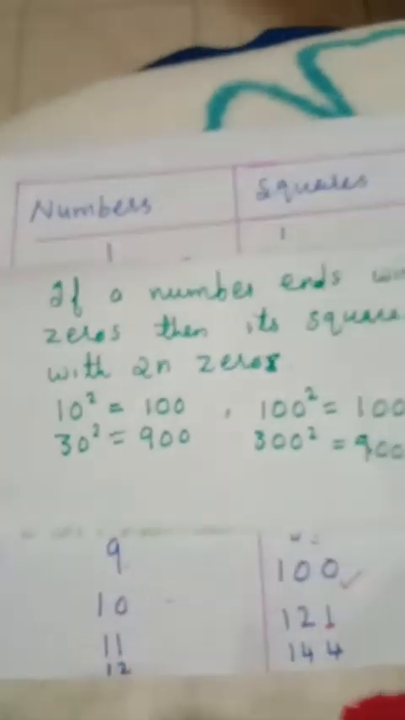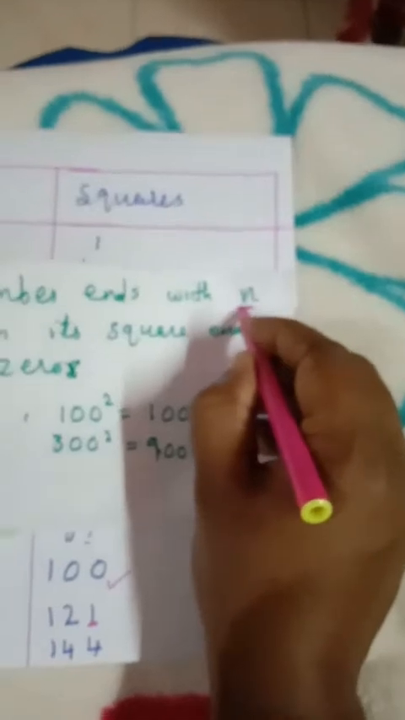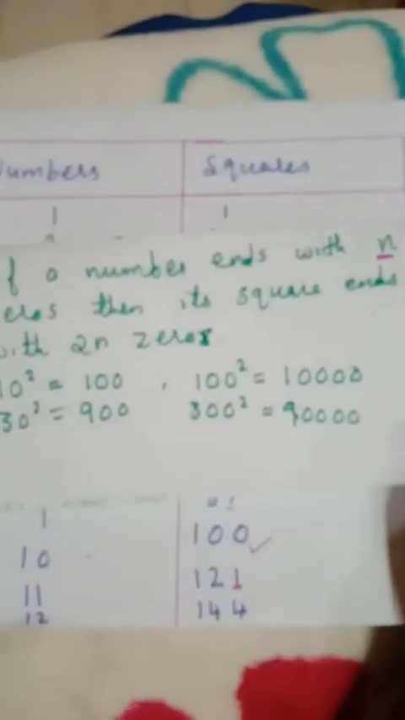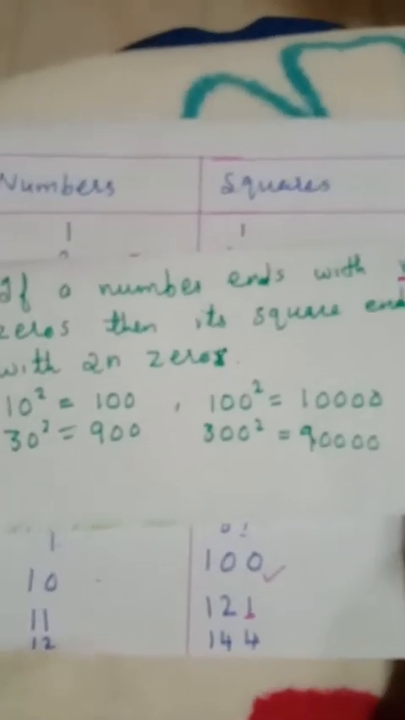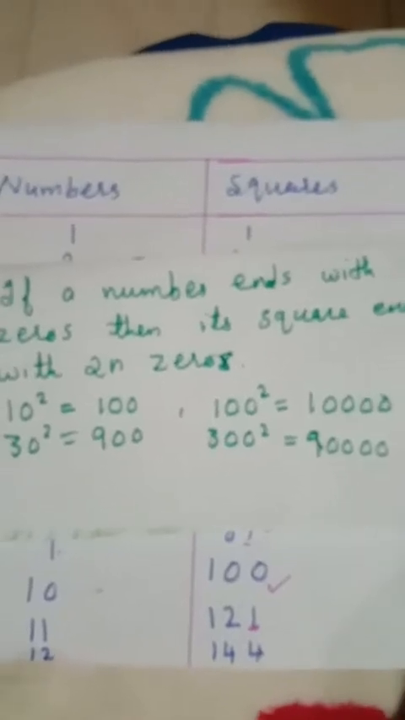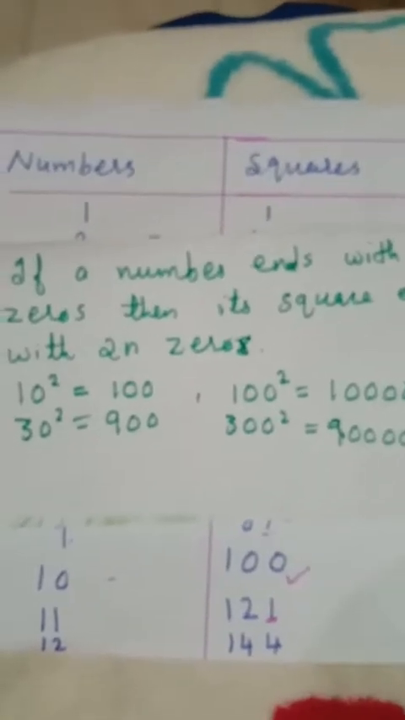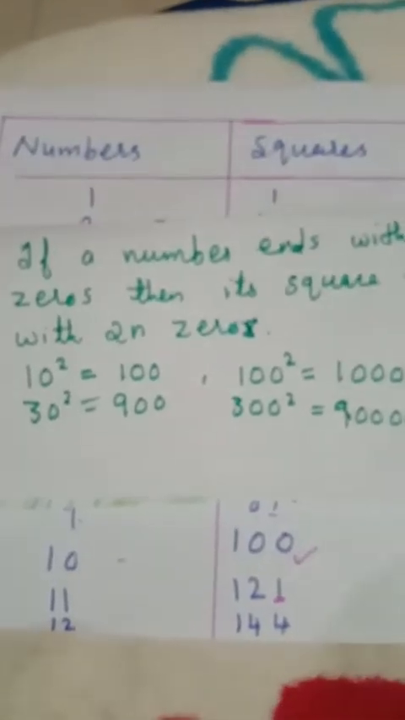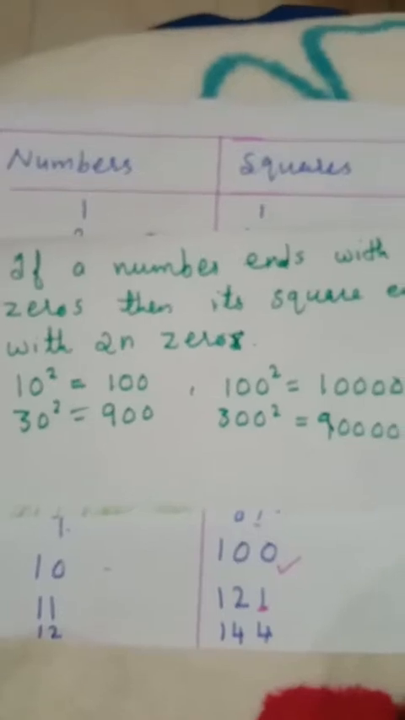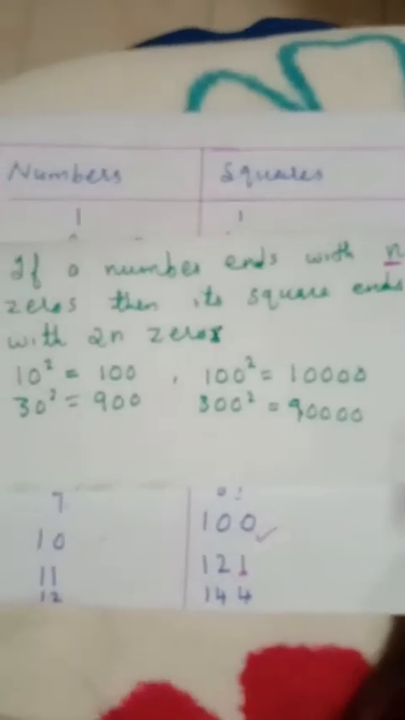Next, fifth property. If a number ends with n zeros, then its square ends with 2n zeros. That means if the number ends with 1 zero, its square ends with 2 zeros. If the number ends with 2 zeros, its square ends with 4 zeros. If a number ends with 3 zeros, its square ends with 6 zeros. That means just double the number of zeros.